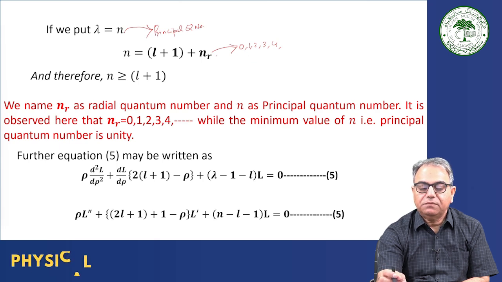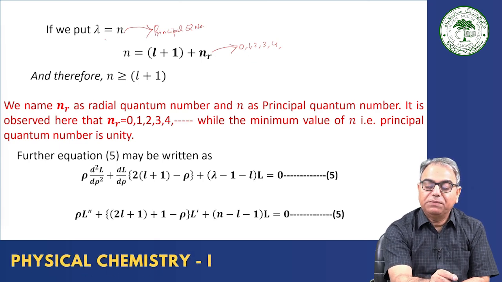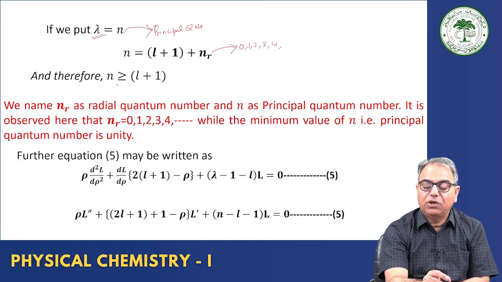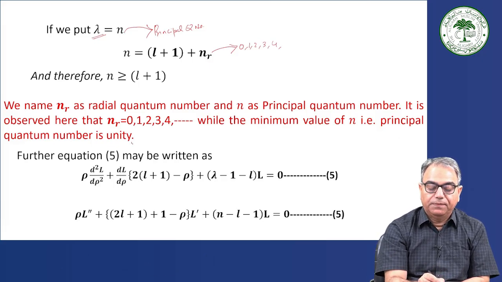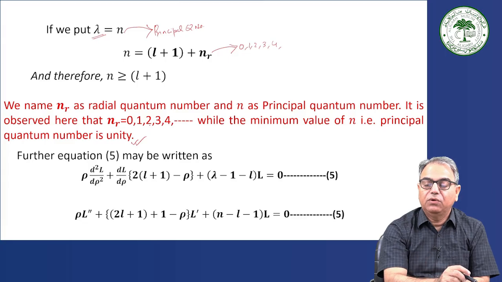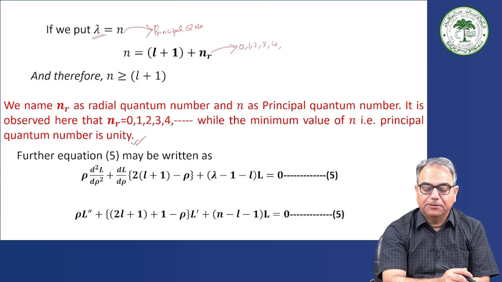But this N, which is the principal quantum number, is actually lambda, and we say that N is always greater than or equal to L plus 1, that is L plus 1 plus NR. Okay. Well, the minimum value of N, that is the principal quantum number, is unity. So, you got the principal quantum number from the solution of the radial wave functions.